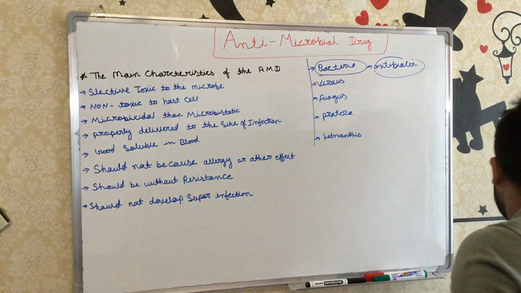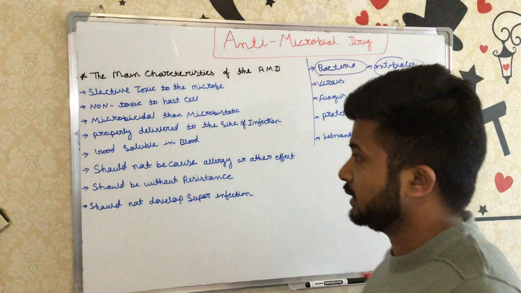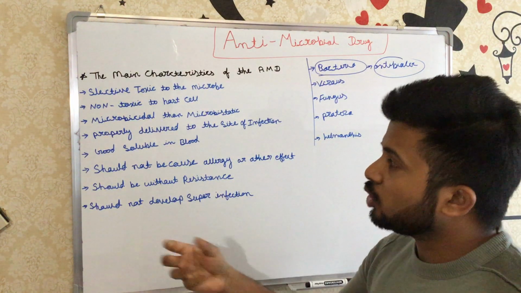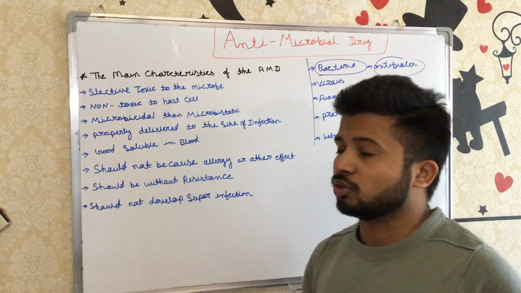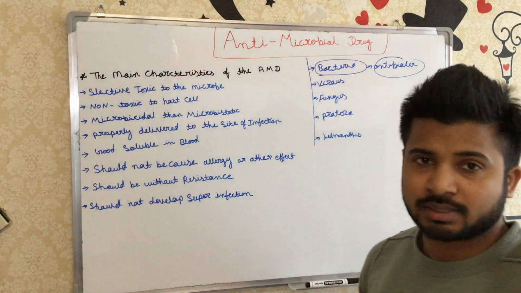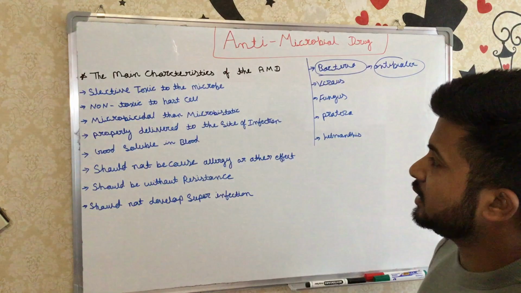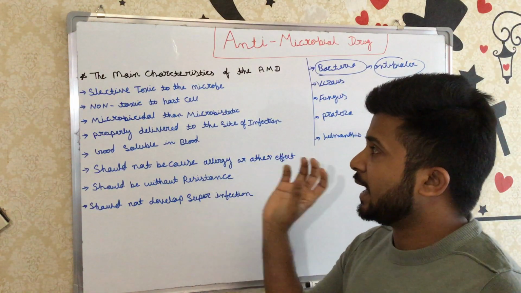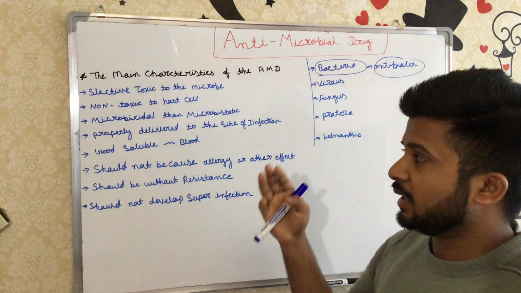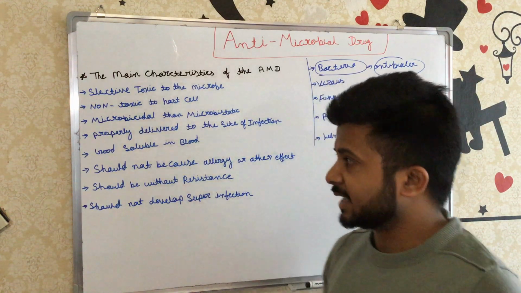The main characteristics of antimicrobial drugs: first, it should be selectively toxic to the microbes and non-toxic for the host cell. What is the host cell? The host cell is our human healthy cell. So whatever the antimicrobial drug, it should mainly attack the microbes. It should be more toxic for the microbes and less toxic or non-toxic for the host cell. That's the first criterion.